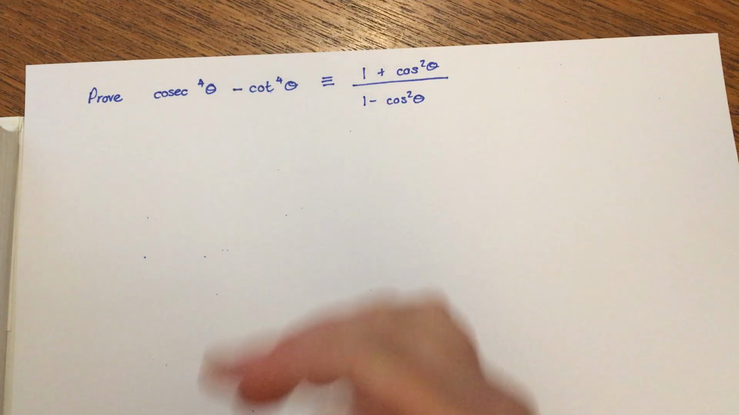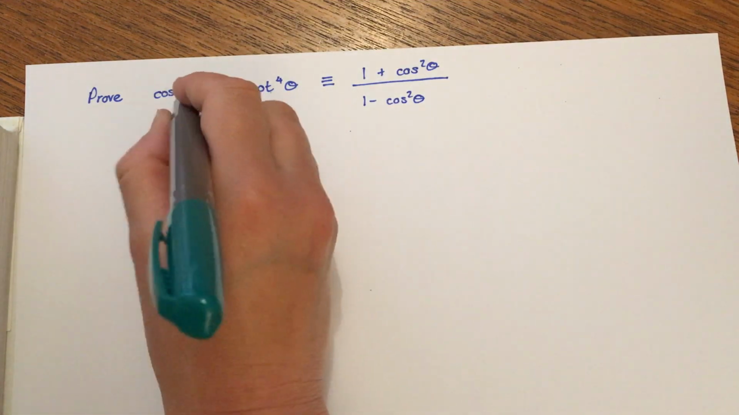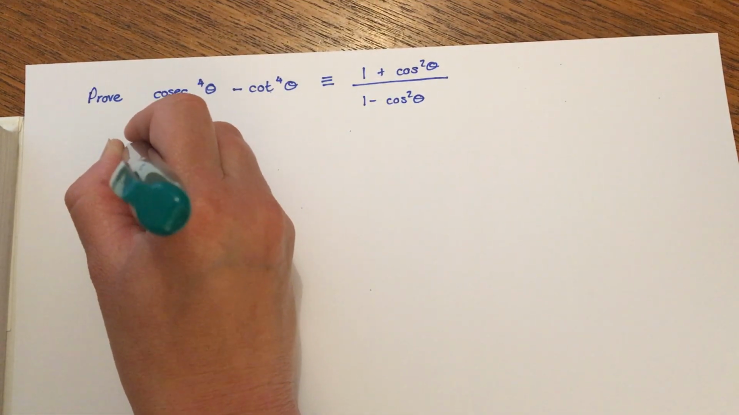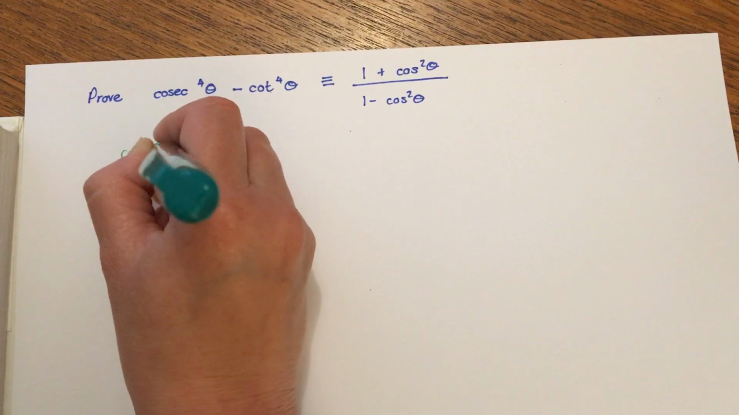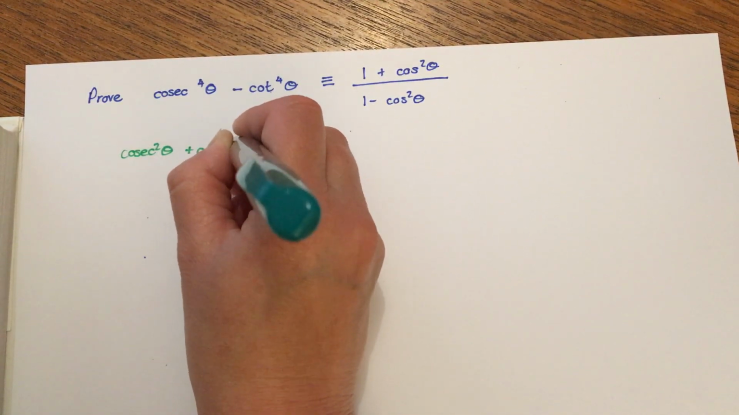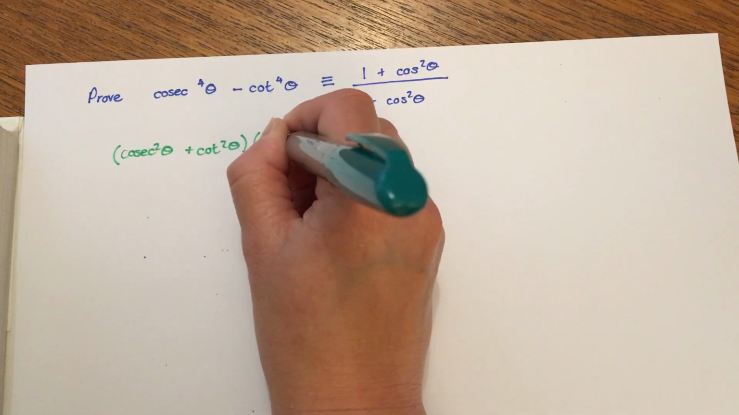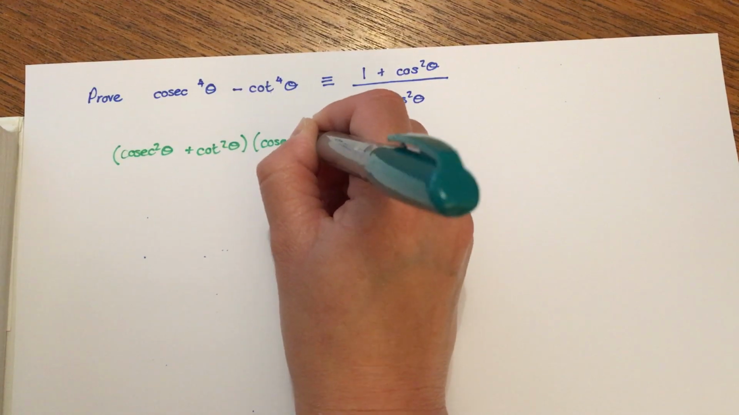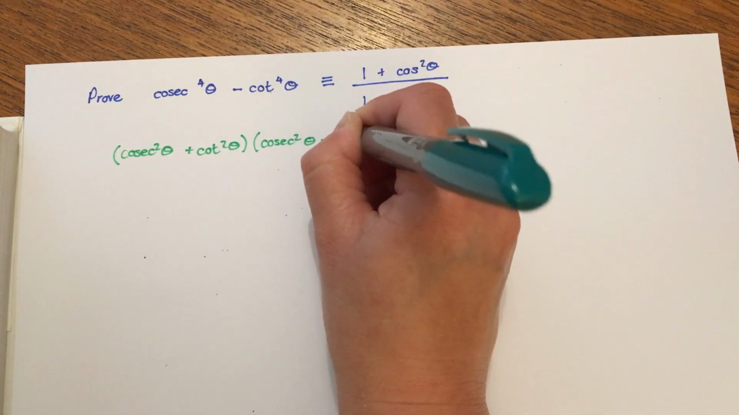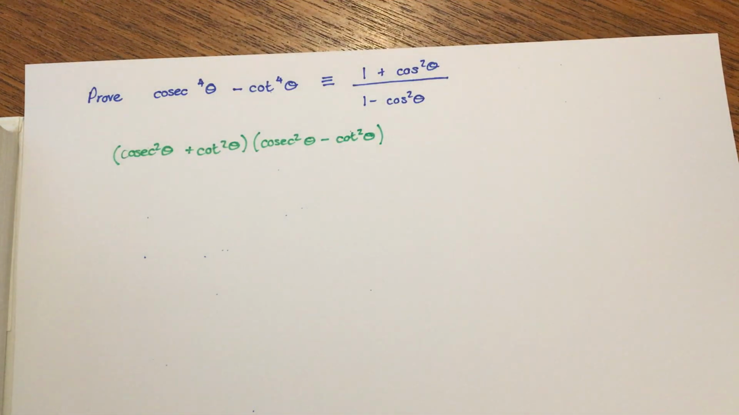not spotting that that's the difference of two squares, because it's kind of like a disguised quadratic within that. So I could rewrite that as cosec squared theta plus cot squared theta times by cosec squared theta minus cot squared theta. So that would be my first thing to do, I think.